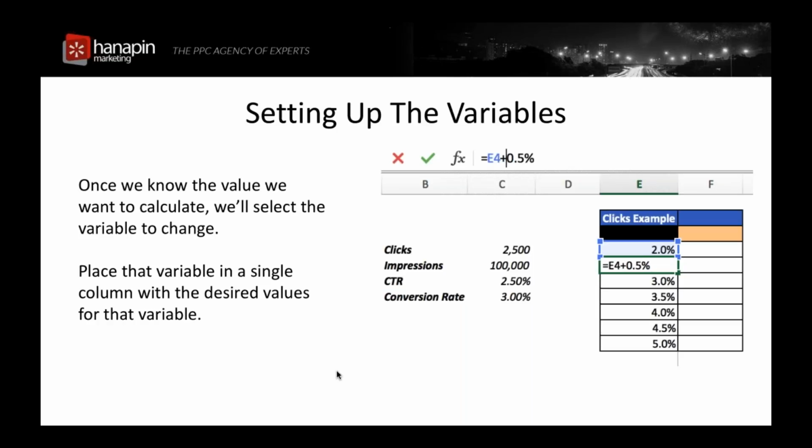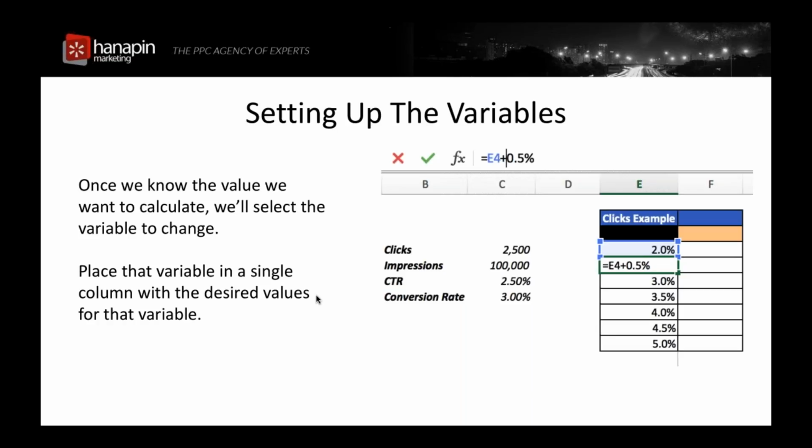So as you're setting up the variables, we're going to use a very simple example here, one that's almost silly. The numbers are rounded off really nicely and evenly. You probably don't even need a data table to calculate the clicks based on your click-through rate like this. It's all in multiples of 10. You could figure it out in your head. But once we know the value we want to calculate, we select the variable to change, and we place that value in a single column with the desired values for that variable.